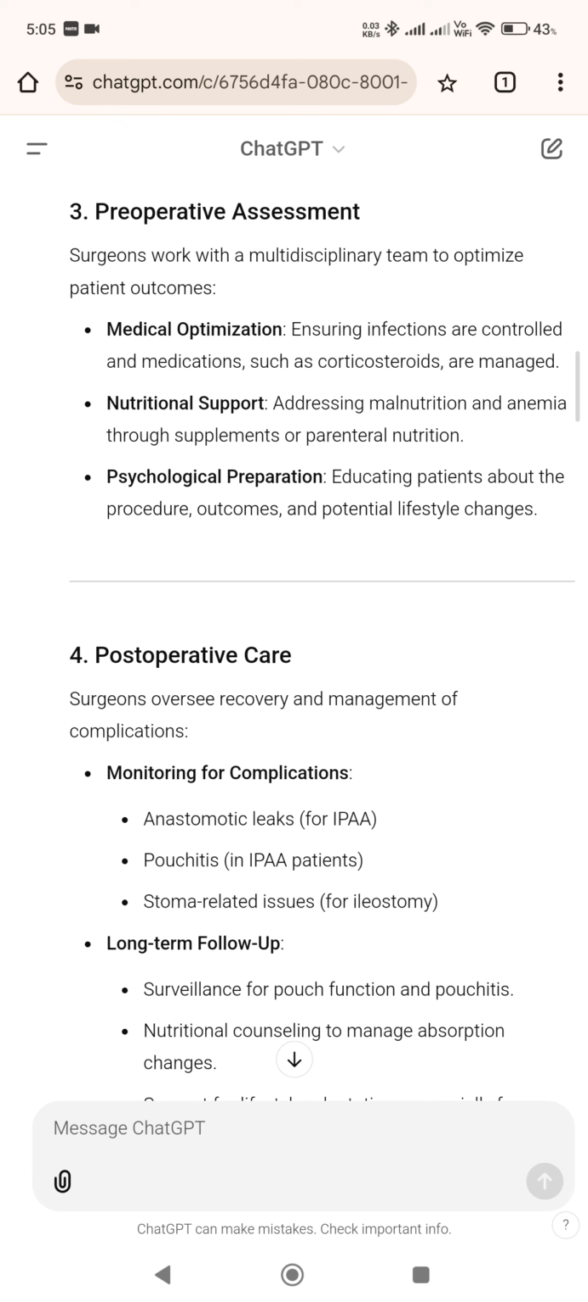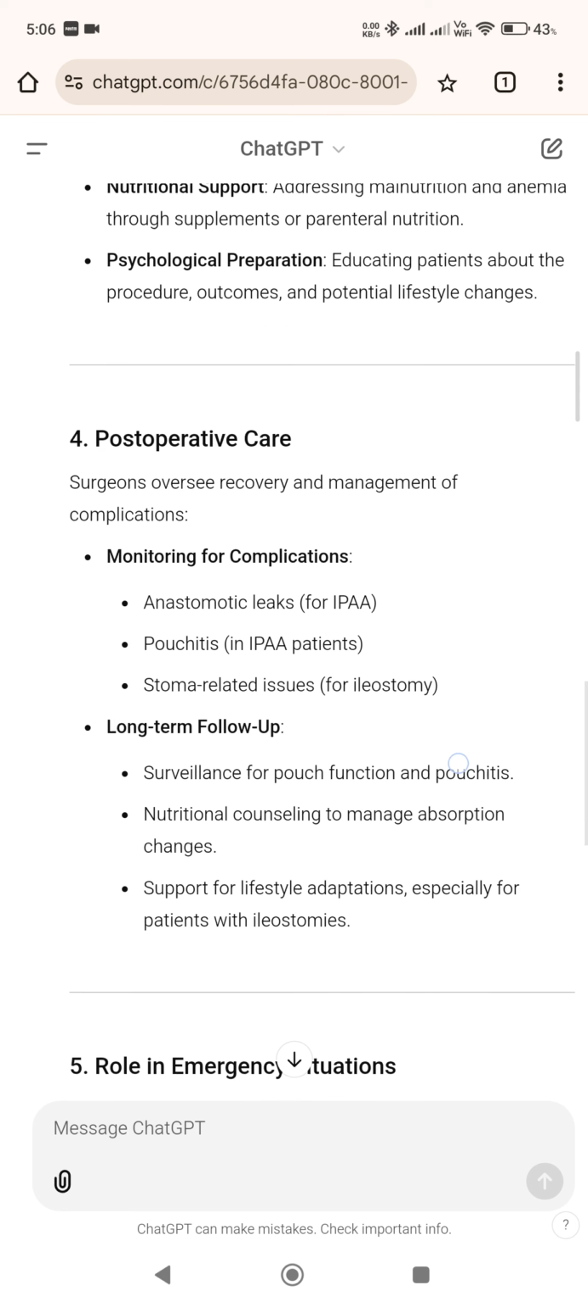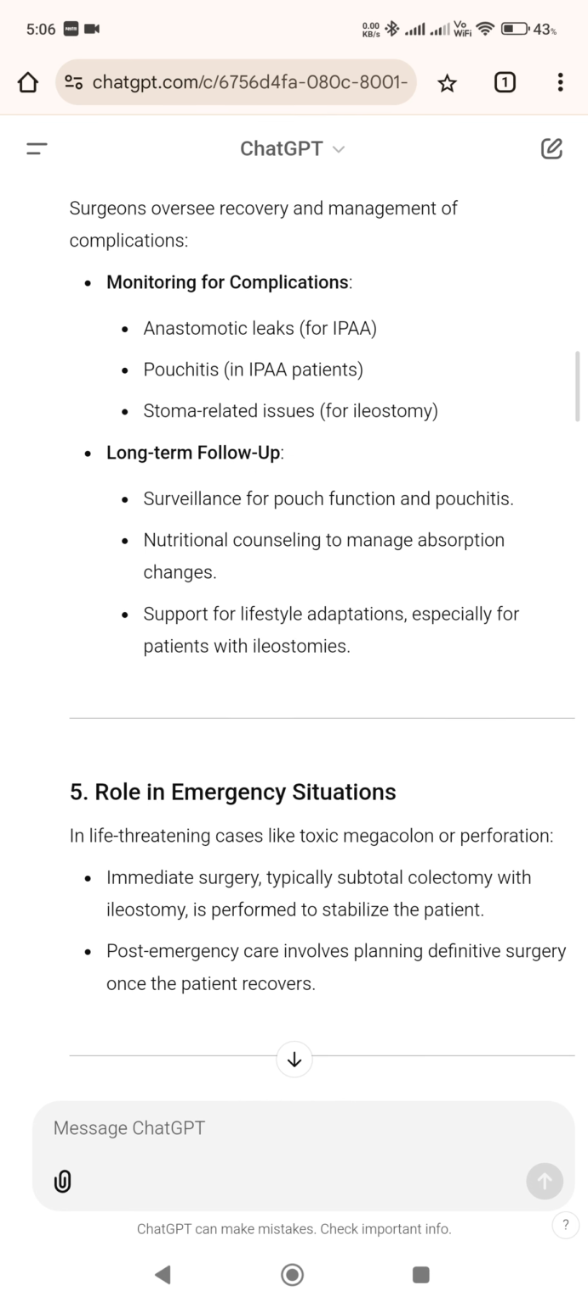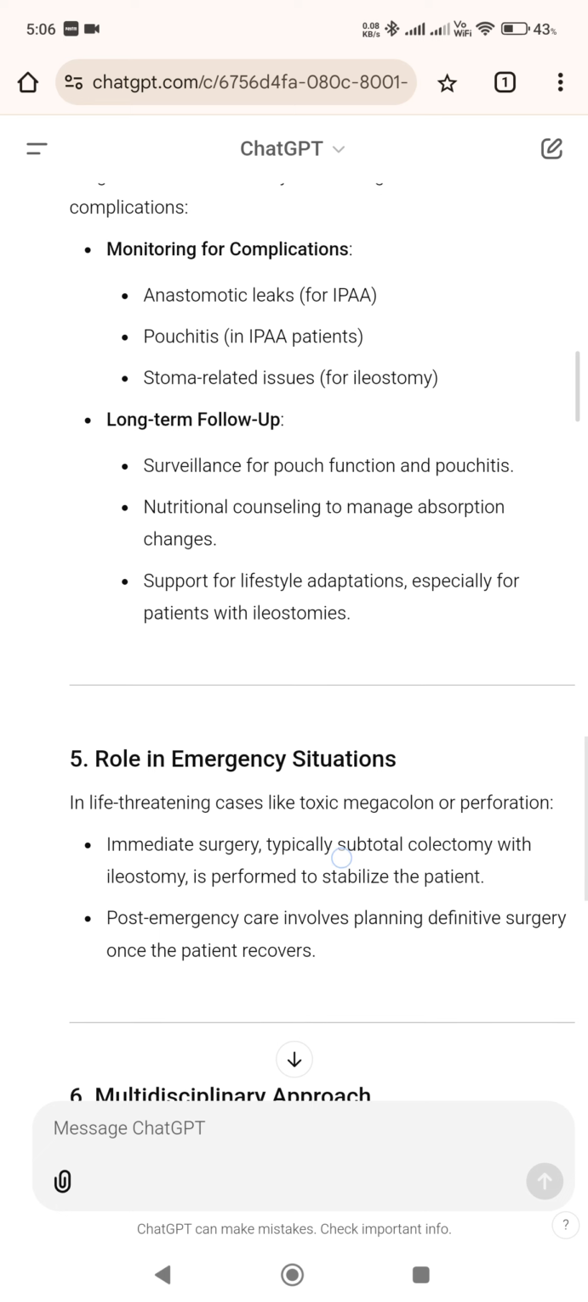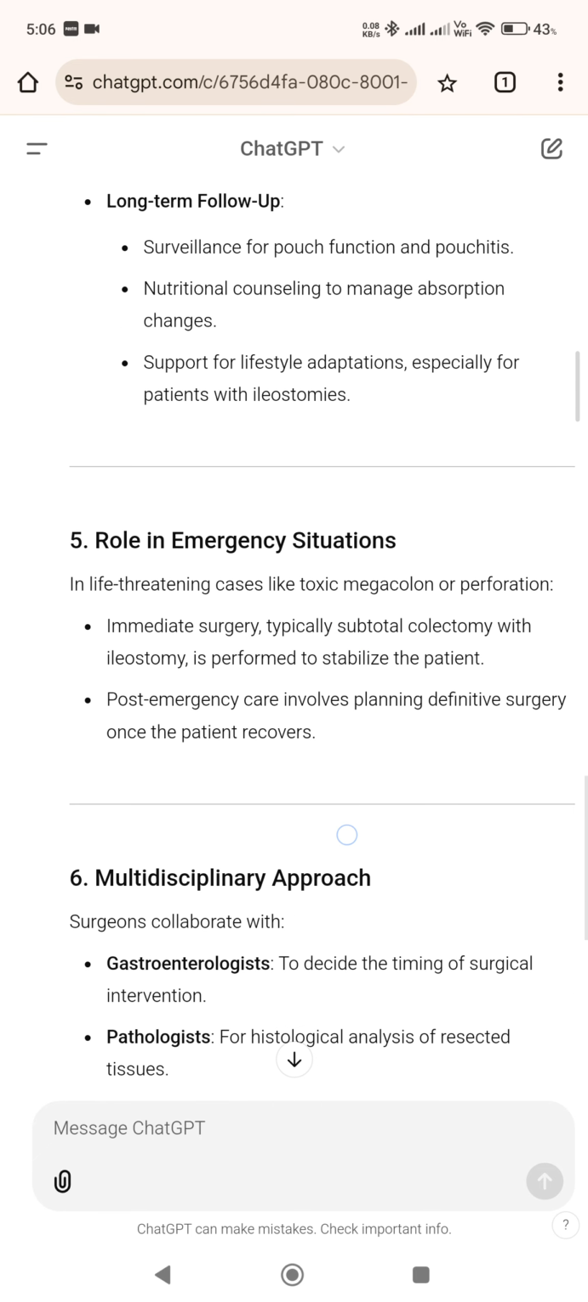4. Postoperative care. Surgeons oversee recovery and management of complications, monitoring for complications, anastomotic leaks for IPAA, pouchitis in IPAA patients, stoma-related issues for ileostomy, long-term follow-up, surveillance for pouch function and pouchitis, nutritional counseling to manage absorption changes, support for lifestyle adaptations, especially for patients with ileostomies.